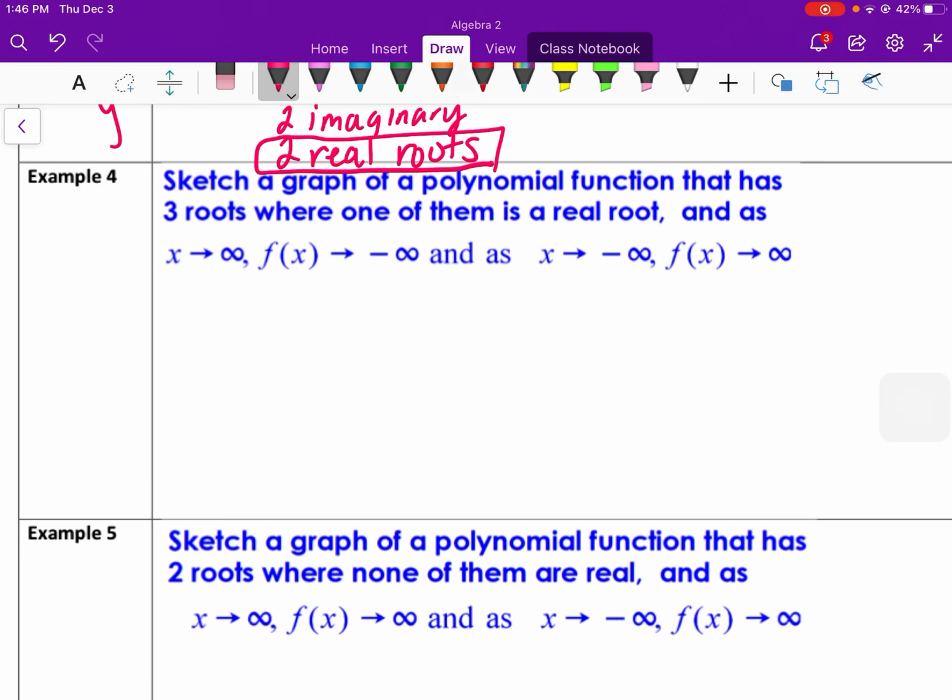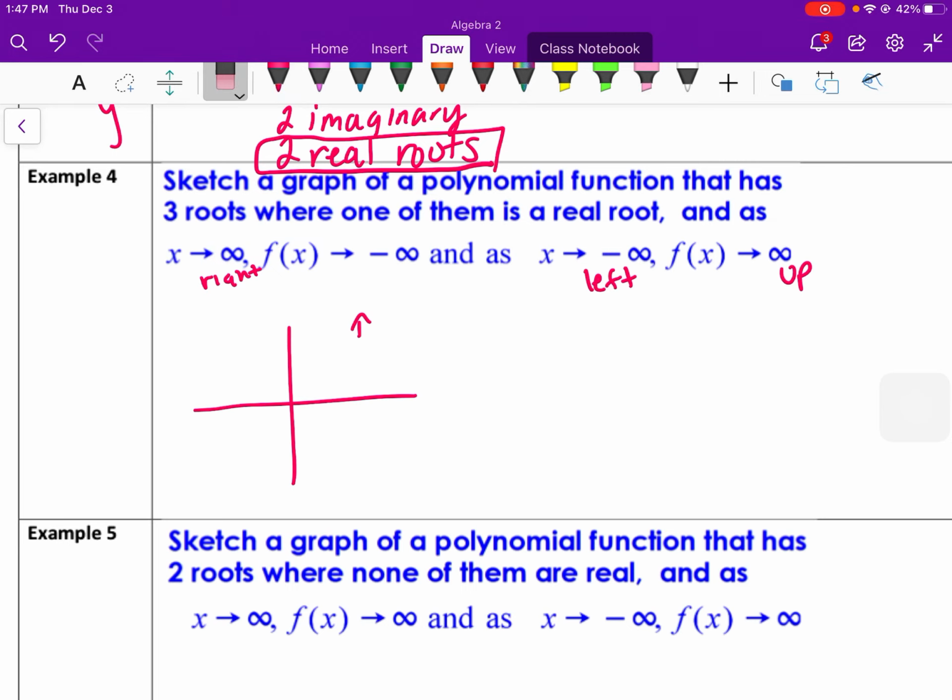Sketch a graph of a polynomial function that has 3 roots. One of them is real and has this end behavior. So as x goes to infinity, means as you go to the right, the function goes to negative infinity, means that the function goes down. And as x goes to negative infinity, so as you go to the left, the function goes to positive infinity, it goes up. So we want to go up on the right, and then on the left, we want to go up as well.